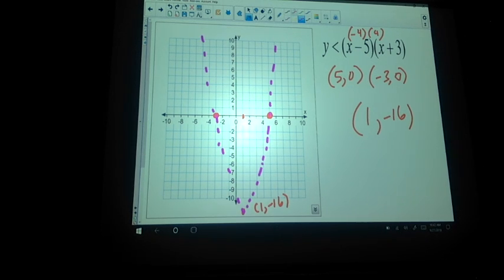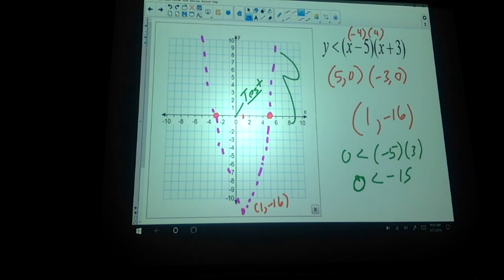I didn't really pattern graph off this because I couldn't find a really good vertex because the vertex was off there, but I think we've established enough. Is 0, 0 inside or outside? So that's my test point. If I take 0, 0 and plug it in, I get 0 is less than negative 15, true or false? False. Everywhere outside gets shaded.